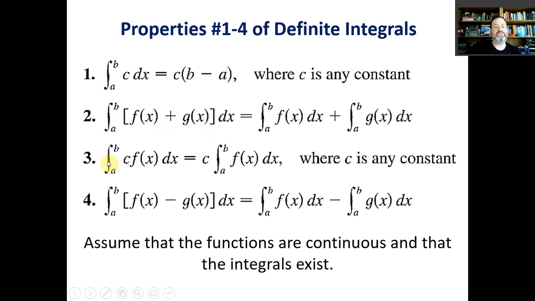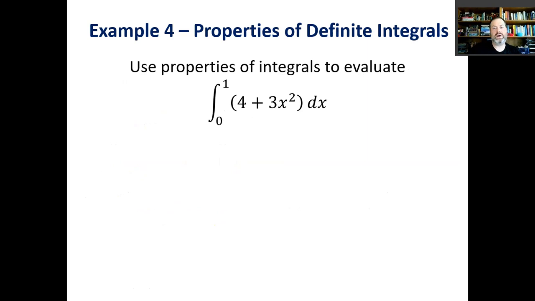Here, constants can be factored out. That's just similar to this one. And we can distribute through minuses. So this one is very, very similar to this one. So these are properties 1 through 4. Let's see how to use these properties.